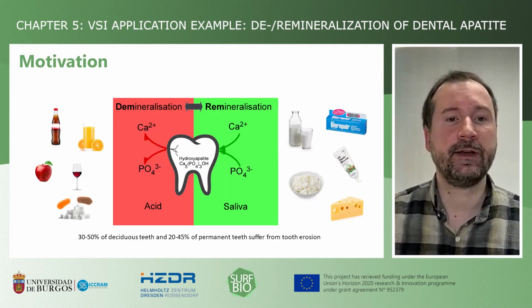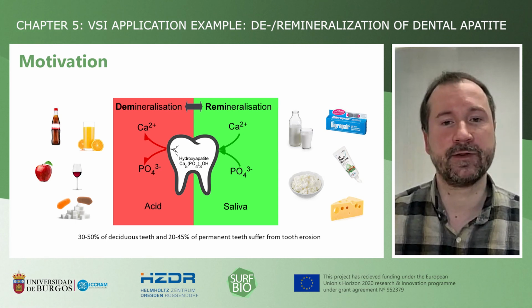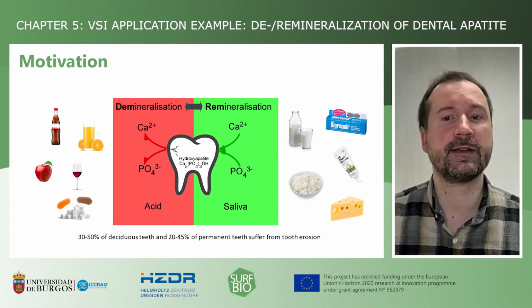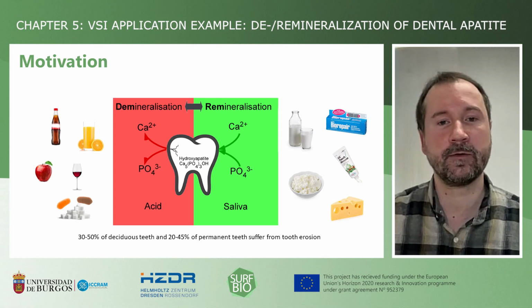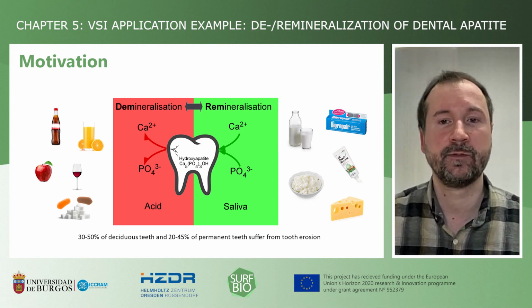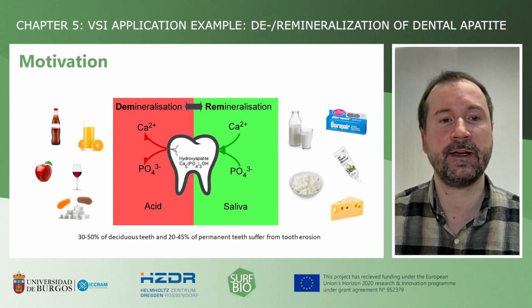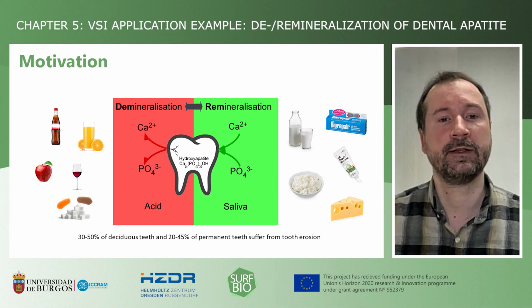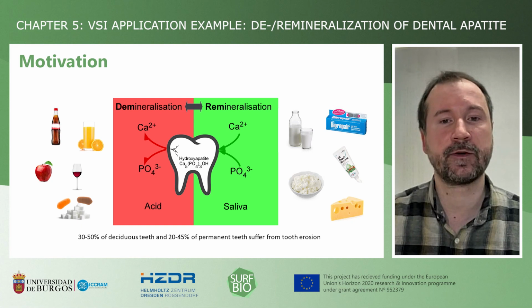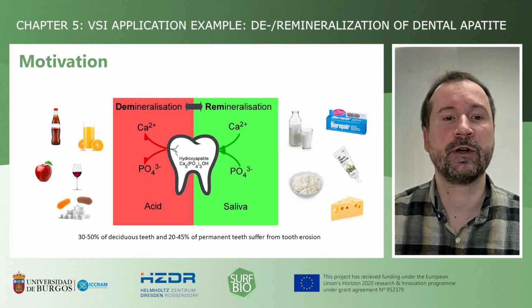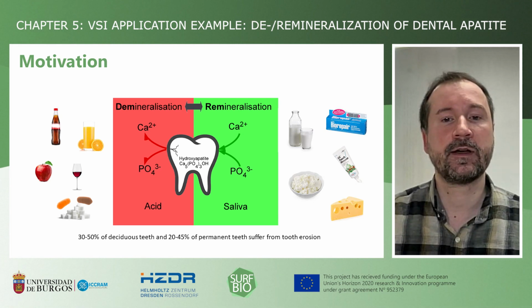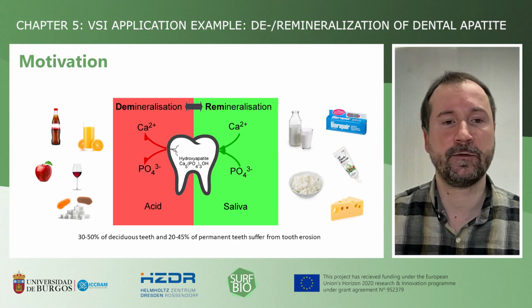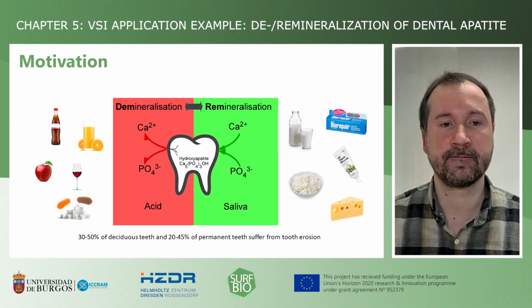Every day, our teeth are subject to chemical processes that can either erode the calcium phosphate-based apatite structures of our teeth or remineralize the eroded structures by providing calcium and phosphate for rebuilding. The erosion is triggered by acids from food and drink or produced by bacteria from sugar. Remineralization is supported by your saliva and calcium and phosphate-containing foods such as dairy products.